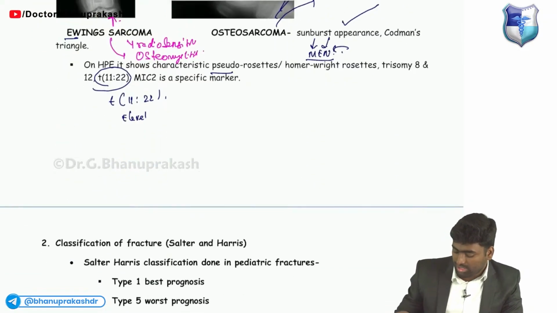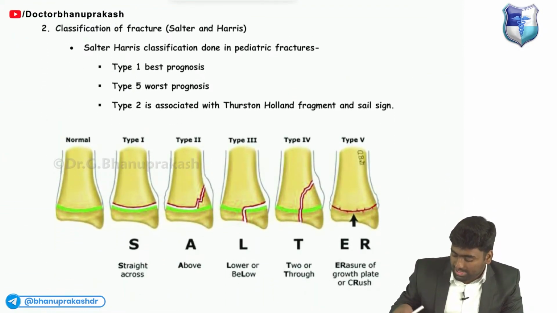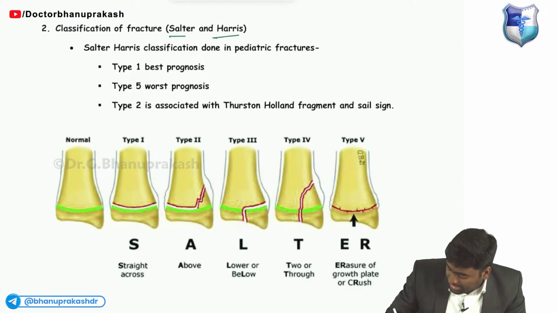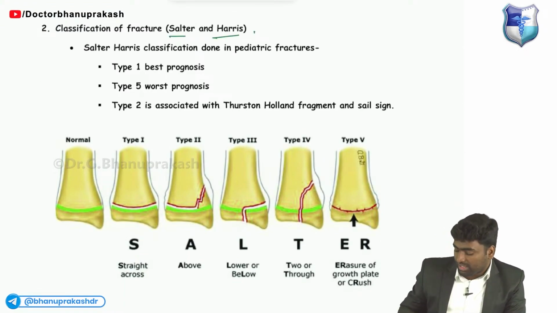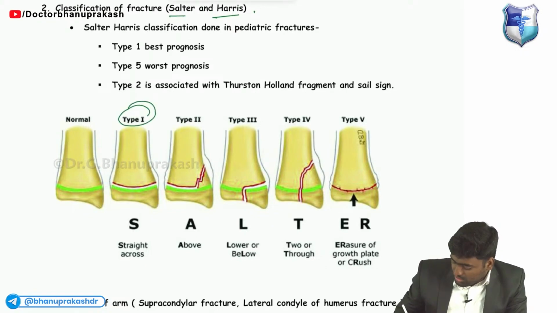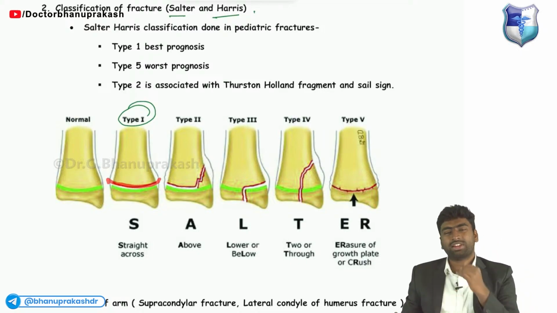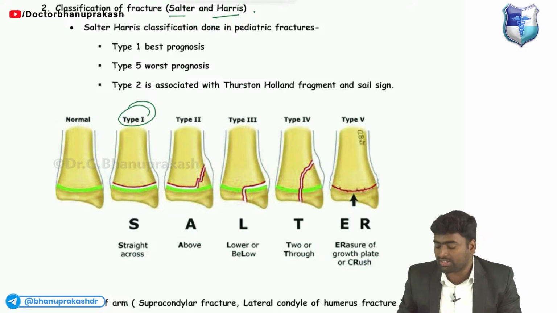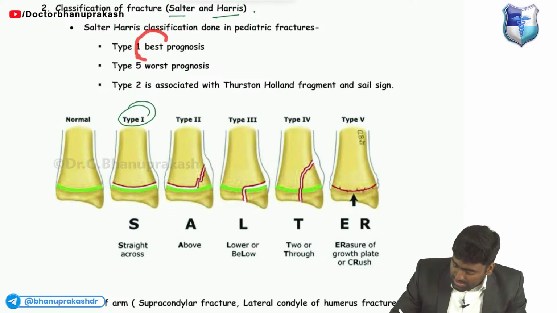Retinoblastoma, remember. Next, we'll move on to this classification, which is known as the Salter-Harris classification. In the Salter-Harris classification, type 1 is just straight through, the red one, the injury one. The injury at this level is very minimal. It is just straight across and very minimal, so it has the best prognosis.